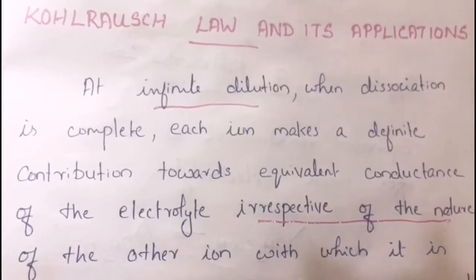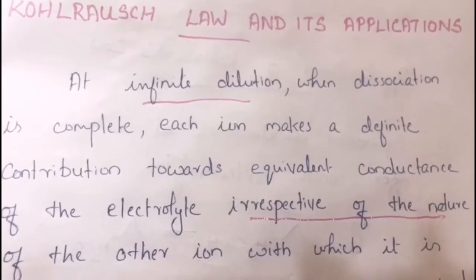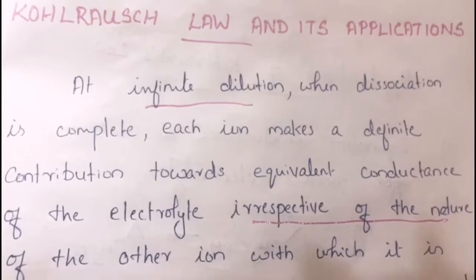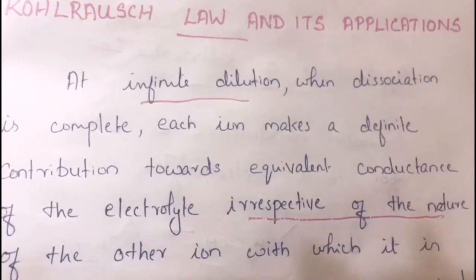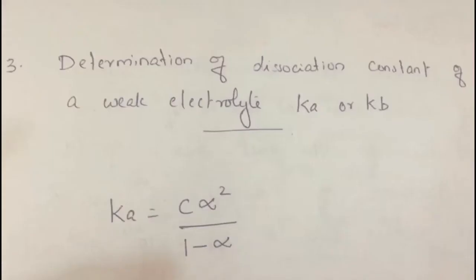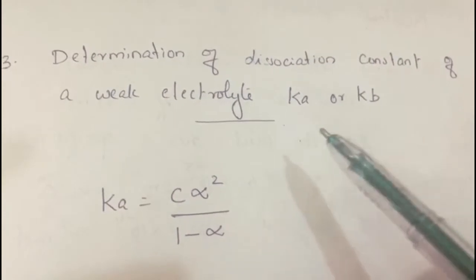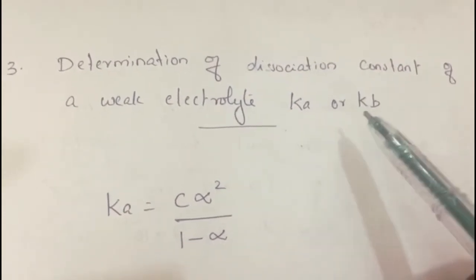Today we are going to discuss Kohlrausch law and its applications. In the last class we discussed Kohlrausch law and two of its applications. Today we are going to discuss the remaining part. Third application is determination of dissociation constant of weak electrolyte, that is Ka or Kb.